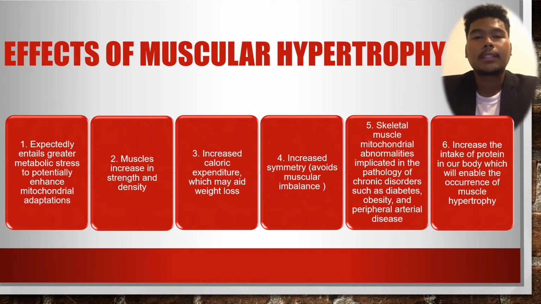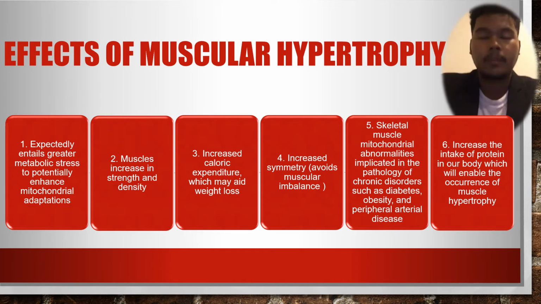Okay, for the effects of muscular hypertrophy, the first point entails a greater metabolic stress. What does it mean? It means more mitochondria, meaning greater use of oxygen to produce more ATP and energy. This can reduce the metabolic stress.